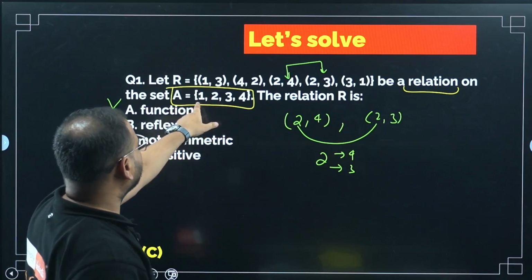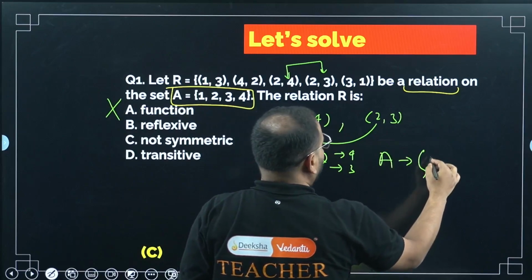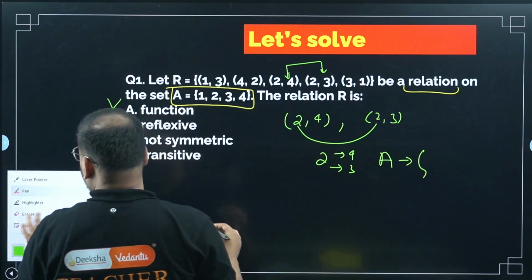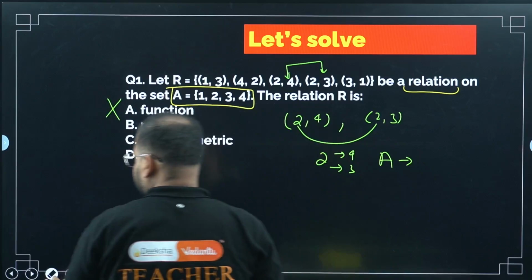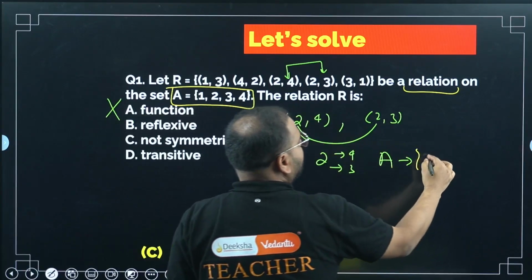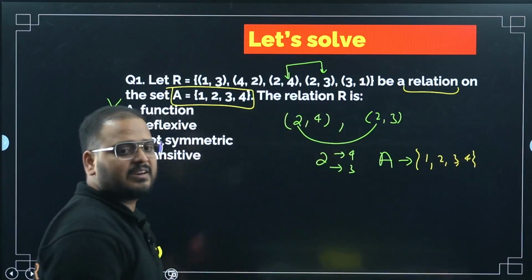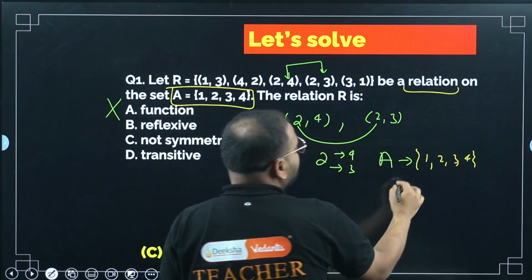Reflexive is not true, because for a relation on a set. Let me rewrite it. For a set A equal to {1, 2, 3, 4}, this is my given set, right? So what is my reflexive relation going to be?